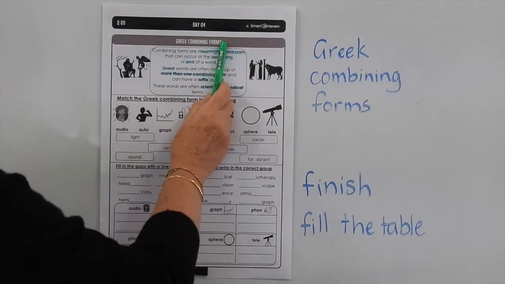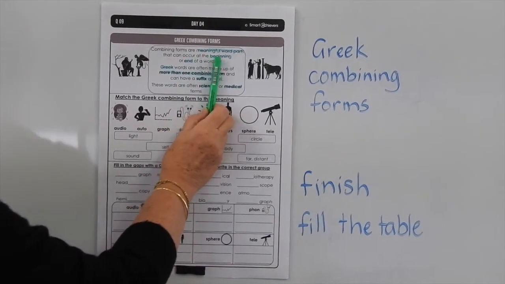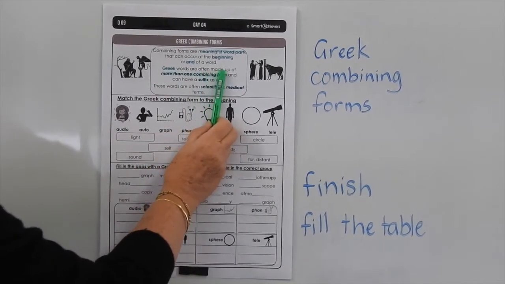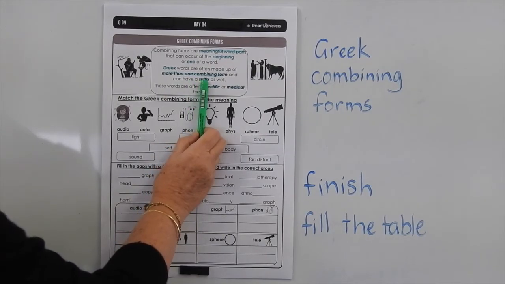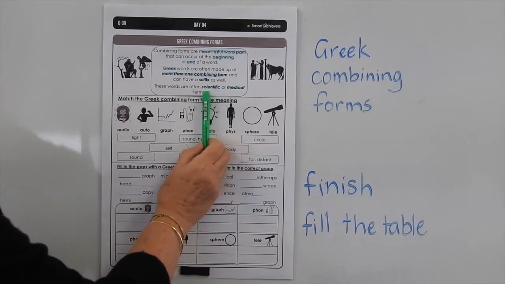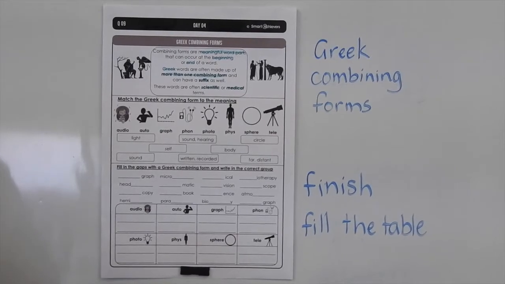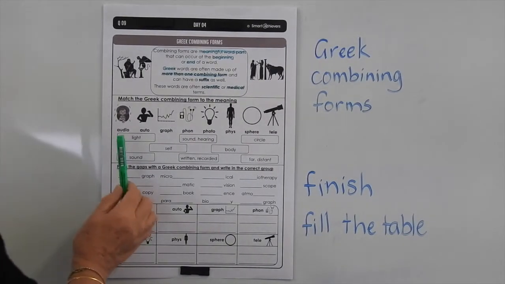Greek combining forms. Combining forms are meaningful word parts that can occur at the beginning or end of a word. Greek words are often made up of more than one combining form and can have a suffix as well. So these words are often scientific or medical terms. And in the English language, we use a lot of these Greek words, so that's why we have to understand what they mean and put these word parts together.